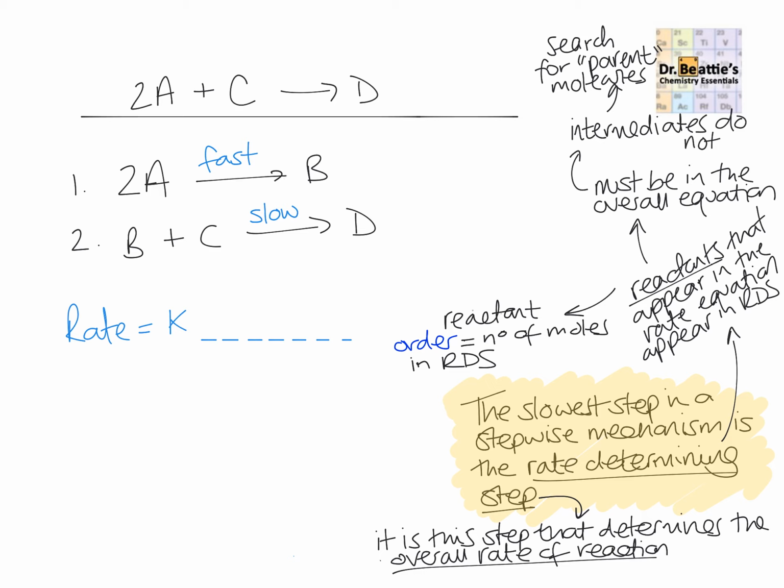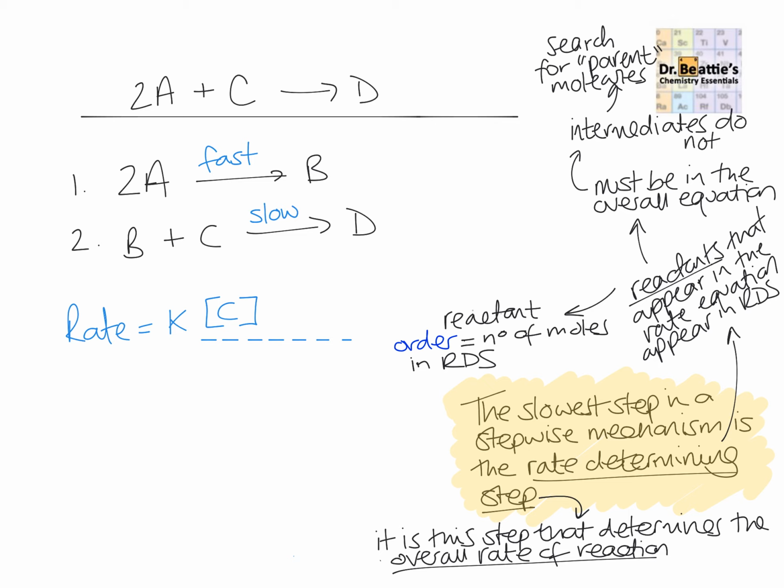Okay, so we know that our slow step is step 2 here. We know that we have B and C as our reactants, and we can be happy to include C in our equation because it's also in the overall equation. There's only 1 molecule of C involved, and we know that that therefore means that the reactant order is first order. B, on the other hand, does not appear in our overall equation as a reactant, so it is an intermediate. So we must search for these parent molecules.